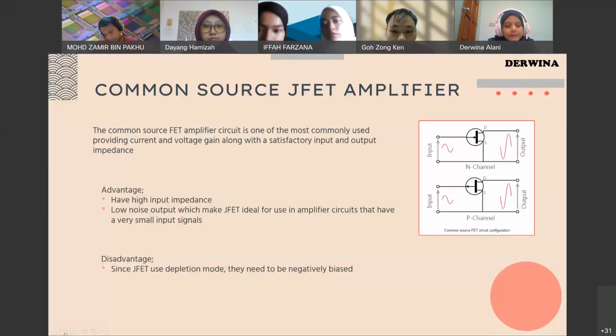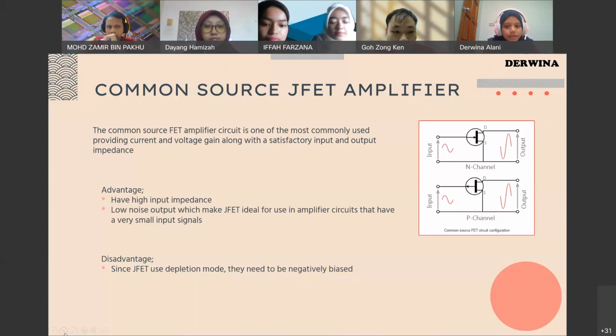Okay. Well, firstly, for the amplifier, I'll be more focusing on the common source JFET amplifier since it is a more basic design. Okay, the common source FET amplifier circuit is one of the most commonly used, which they provide current and voltage gain along with a satisfactory input and output impedance.